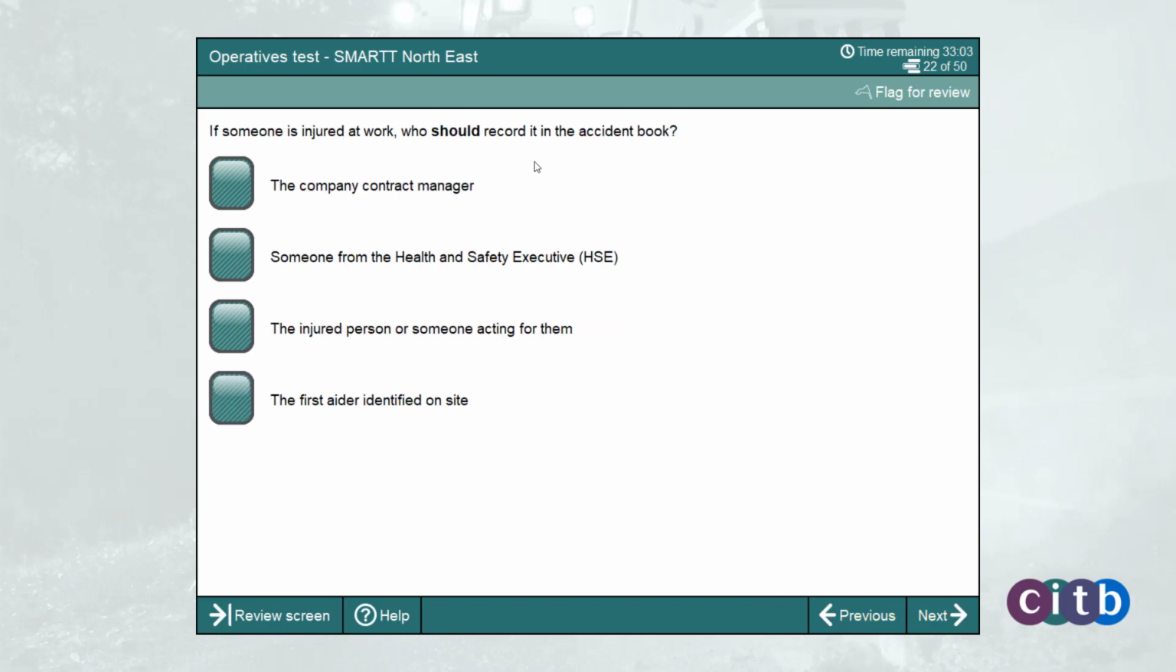If someone is injured at work, who should record it in the accident book? The company contract manager. Someone from the Health and Safety Executive, HSE. The injured person or someone acting for them. The first aider identified on site.